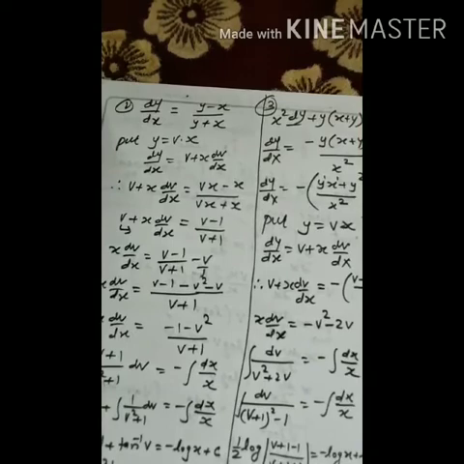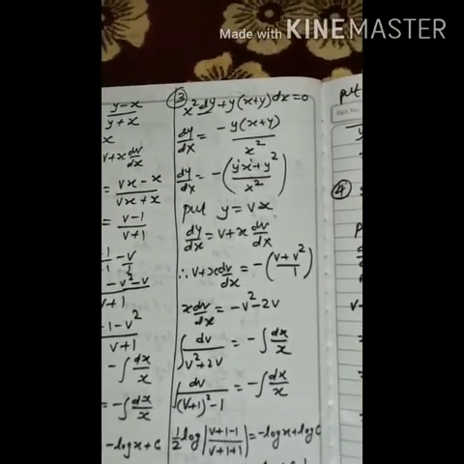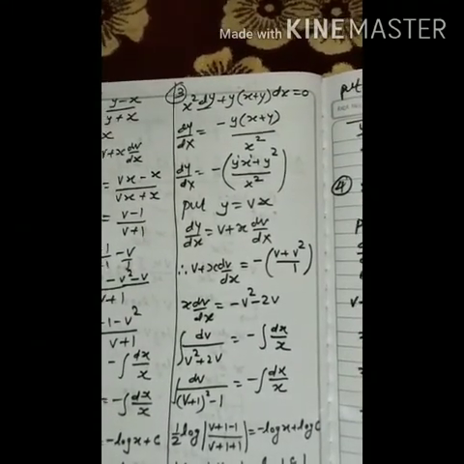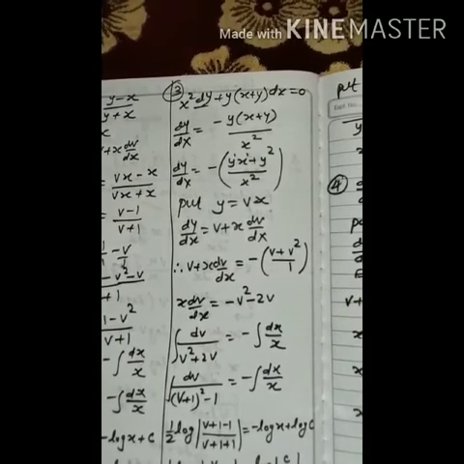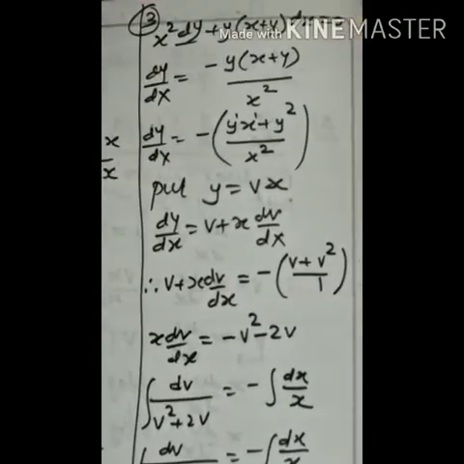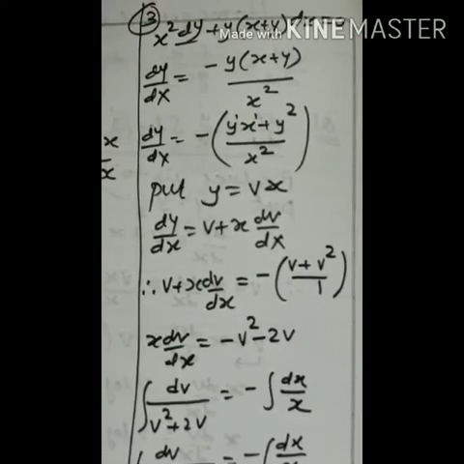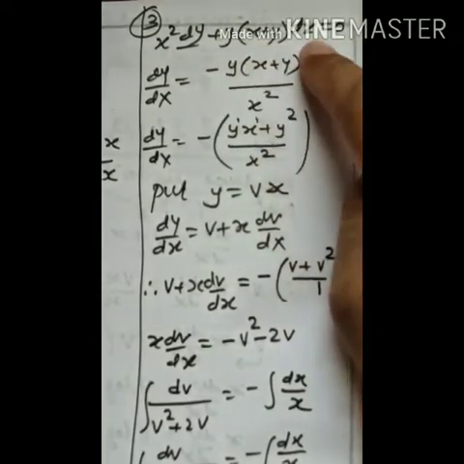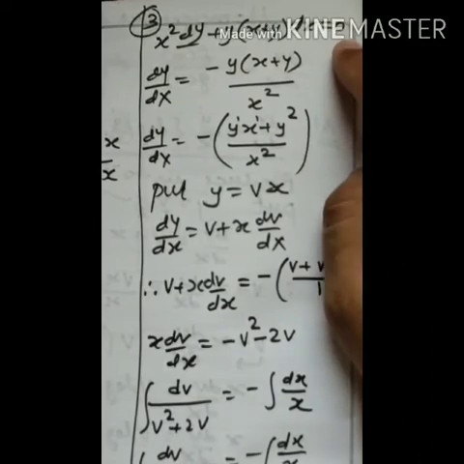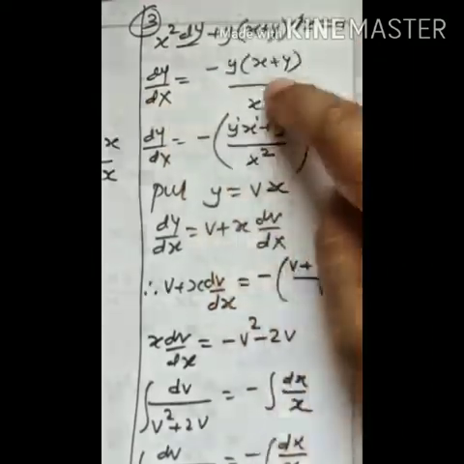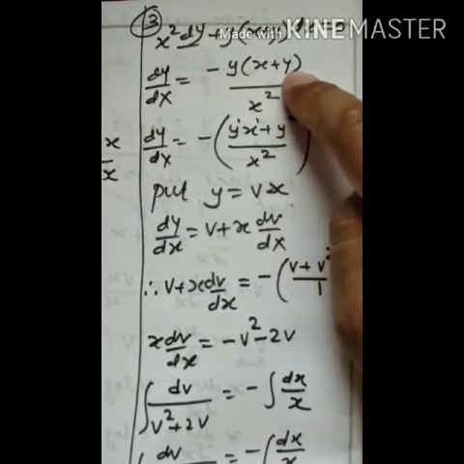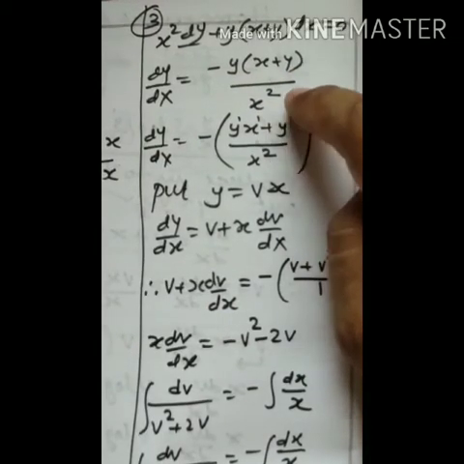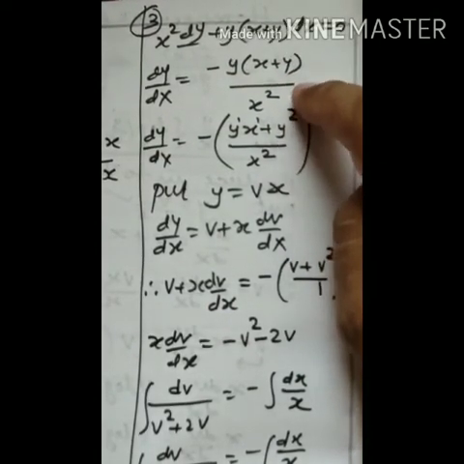Now comes the next question. This is the next one. So in this, x square dy plus y times x plus y dx equal to 0. Now dy over dx will be minus y times x plus y upon x square. So this is also a differential equation of the homogeneous type.